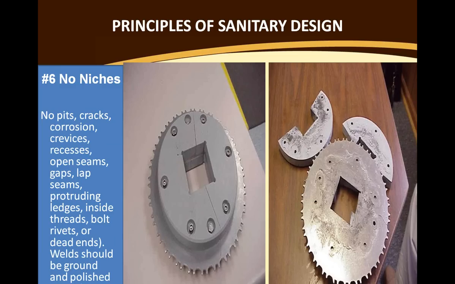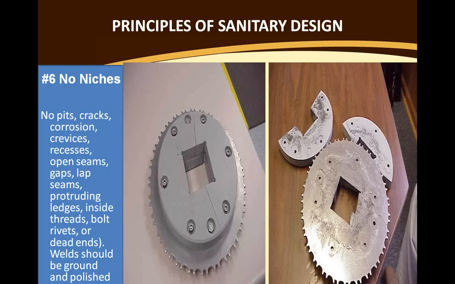The sixth principle we'll talk about is no niches. No pits, cracks, corrosion, crevices, recesses, open seams, gaps, lap seams, bolts, threads, or rivets in the design itself. All of this creates a very difficult area to clean. Smooth walls should be flush and free of pits, occlusions, and corrosion. And the other watch-out with niches is to make sure that we do not create tight corners that are difficult to clean, or that may trap food and materials.